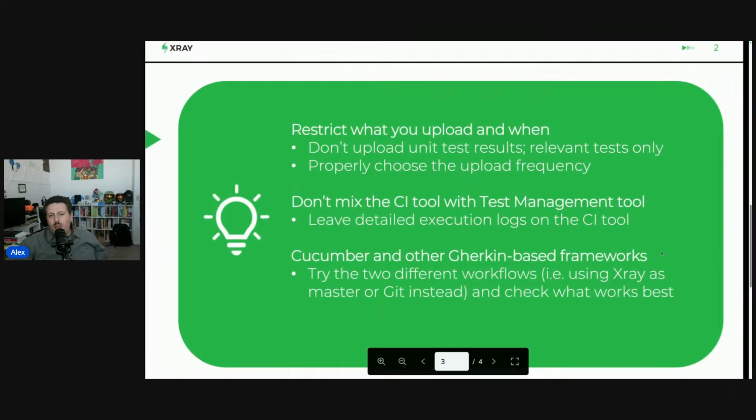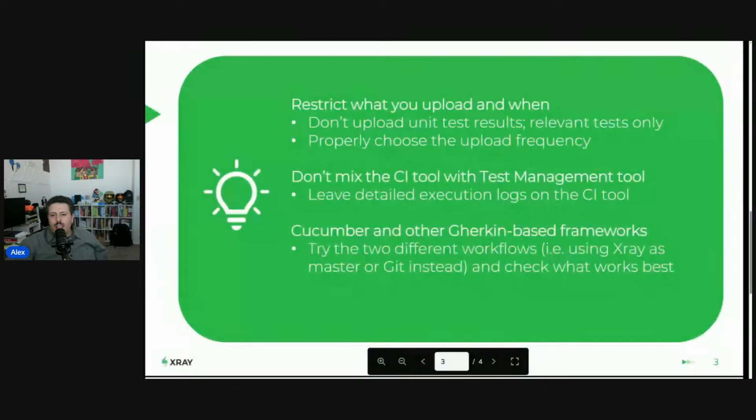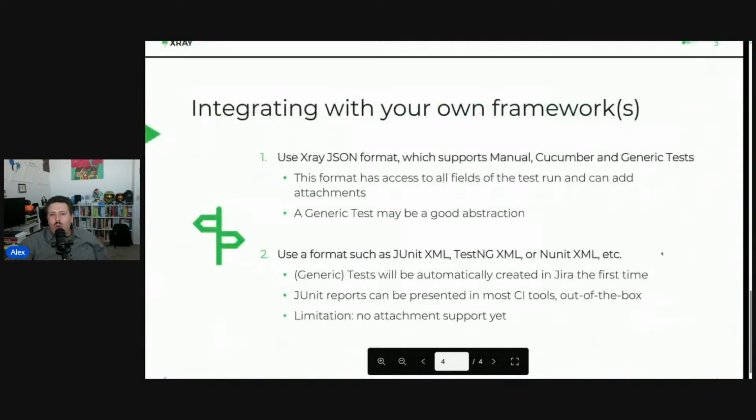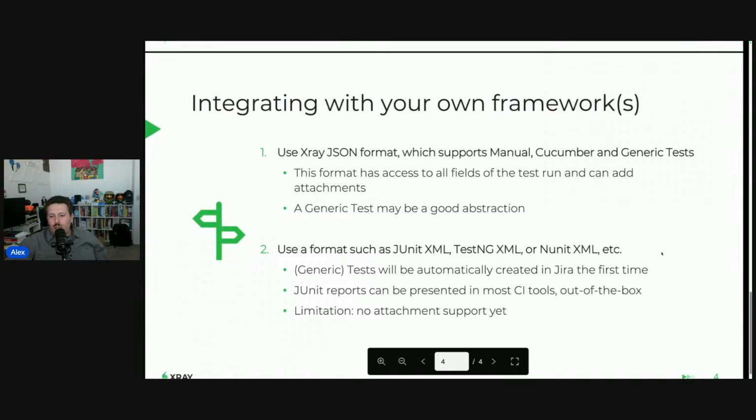For Cucumber and other Gherkin-based frameworks, try the 2 different workflows, using Xray as a master or Git, and check out which one works best for you. And then integrating with your own framework, use the Xray JSON format, which supports manual, Cucumber, and generic tests. This format has access to all fields of the test run and can add attachments. Yeah, so that's it for that one.